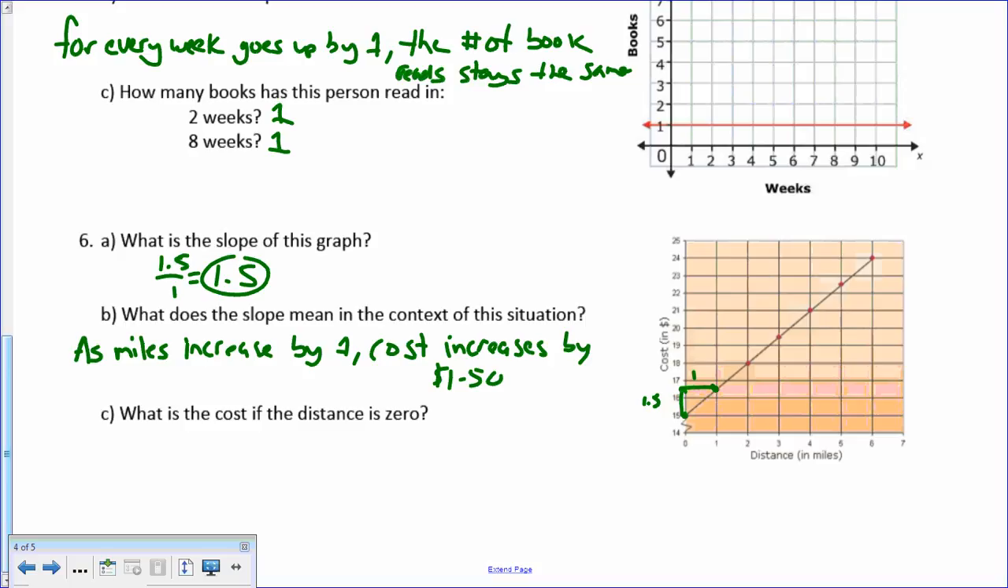Again, what is the cost when the distance is 0? That's the point right on the y-axis, which is right there, which is 15. So distance is 0, that's our x. We're talking about our y-intercept here. And it's very important that you understand on graphs, where is that starting point? Where is the y-intercept?